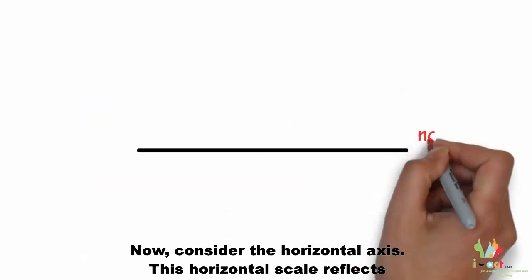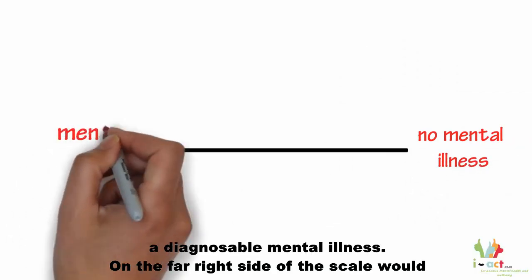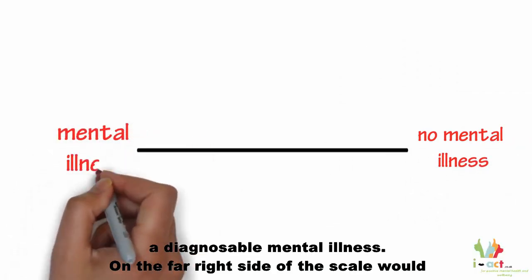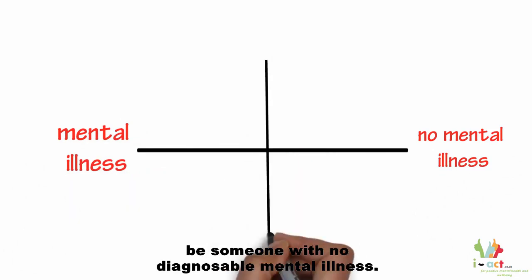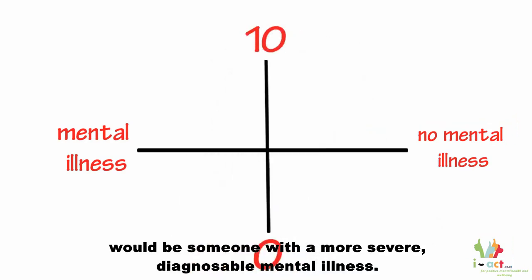Now consider the horizontal axis. This horizontal scale reflects the diagnosable mental illness. On the far right side of the scale would be someone with no diagnosable mental illness. On the far left-hand side of the scale would be someone with a more severe diagnosable mental illness.